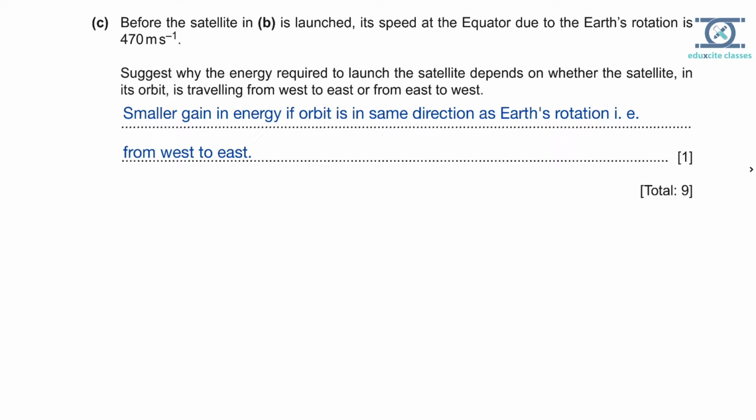Okay, so there is a smaller gain in energy if the orbit is in the same direction as Earth rotation, that is from west to east. So there will be a smaller gain in energy if the orbit of the satellite is in the same direction as that of the Earth. Otherwise it has to do an extra amount of work in order to rotate in the other direction, that is from east to west.